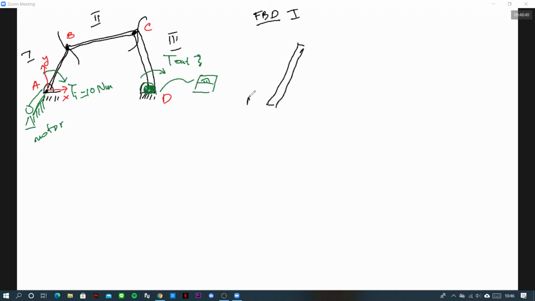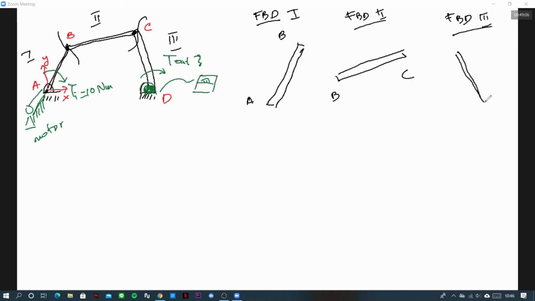Then we can call this point A. Here is point B. Then the free body diagram for link 2 is like this. This is point B and this is point C. And the free body diagram for link 3 is the crank, the output. This is point C and point D. And then now, is it enough? This is not enough. You have to draw all the necessary forces.